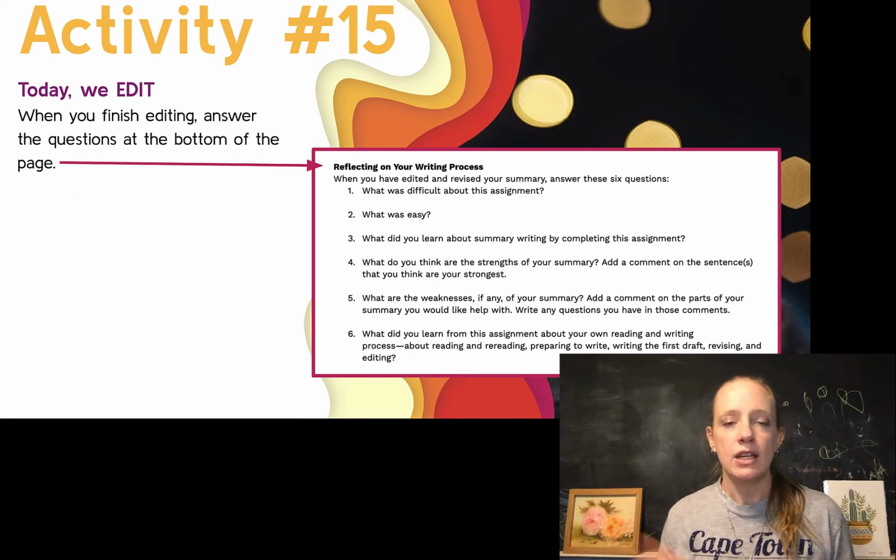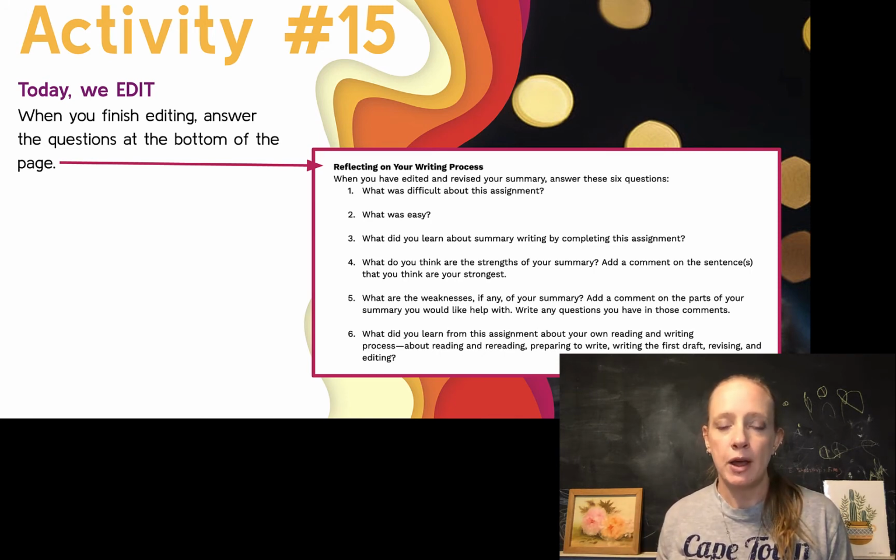When you've done that and you've gone through the checklist, you have one last part, which is the reflection assignment. There's 6 questions. What was difficult about this? What was difficult about writing? What was easy about it? What did you learn about writing a summary? What do you think your strengths are in this? And you can add a comment specifically on the sentence you think is the strongest.